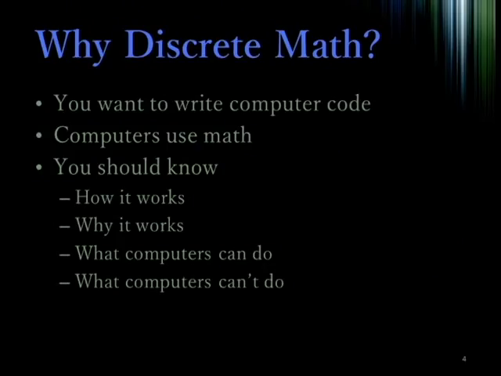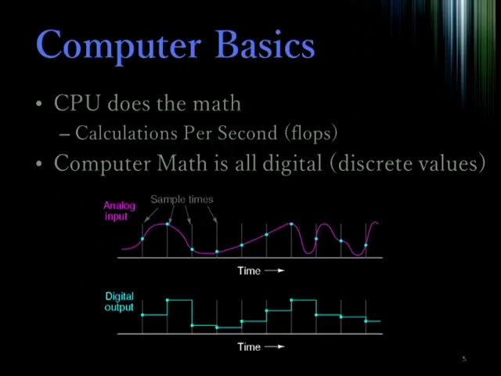Discrete mathematics is useful because all computers are based on discrete mathematics, and as a computer scientist, you should know how it works, why it works, and what a computer can do and make use of in terms of these mathematics. Computers are built out of component parts. One of those parts is the CPU, which does all of the mathematics relating to calculations the computer is doing. All mathematics a computer is doing is digital, that is discrete values, unlike analog signals, which will appear in nature.